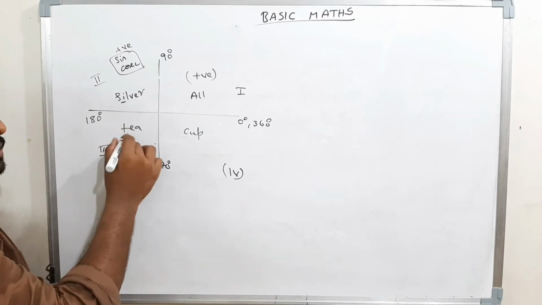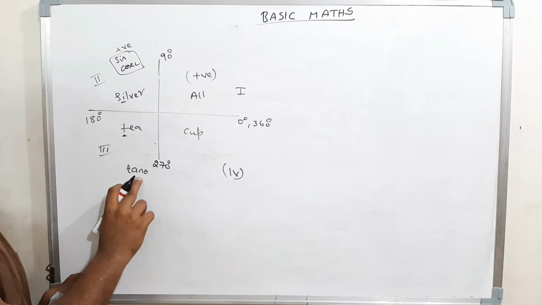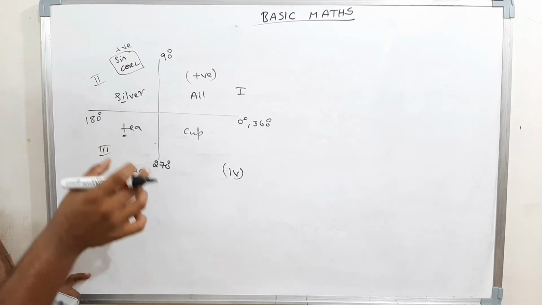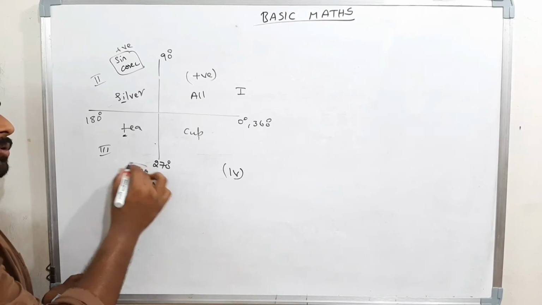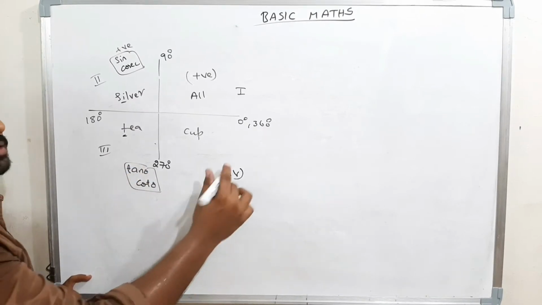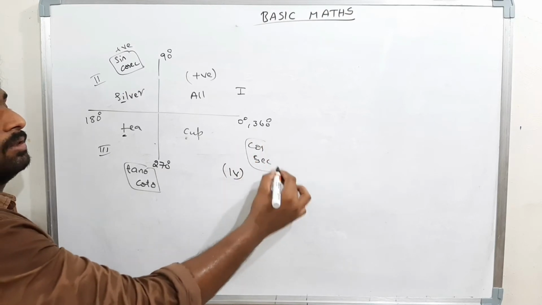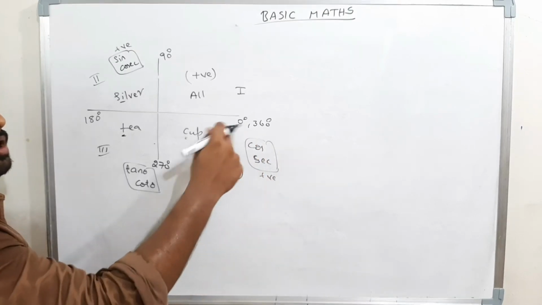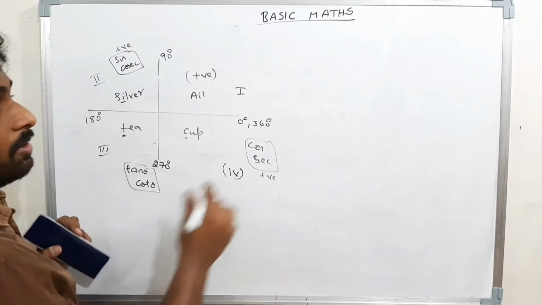Now in this, t means tan. Tan is positive. If tan is positive, then, since tan and cot are inverse, cot must also be positive. So tan and cot are both positive. And lastly, c means cos. Cos and secant are positive here. Remaining all 4 are negative. Now we will see the values. Observe carefully what I am doing.